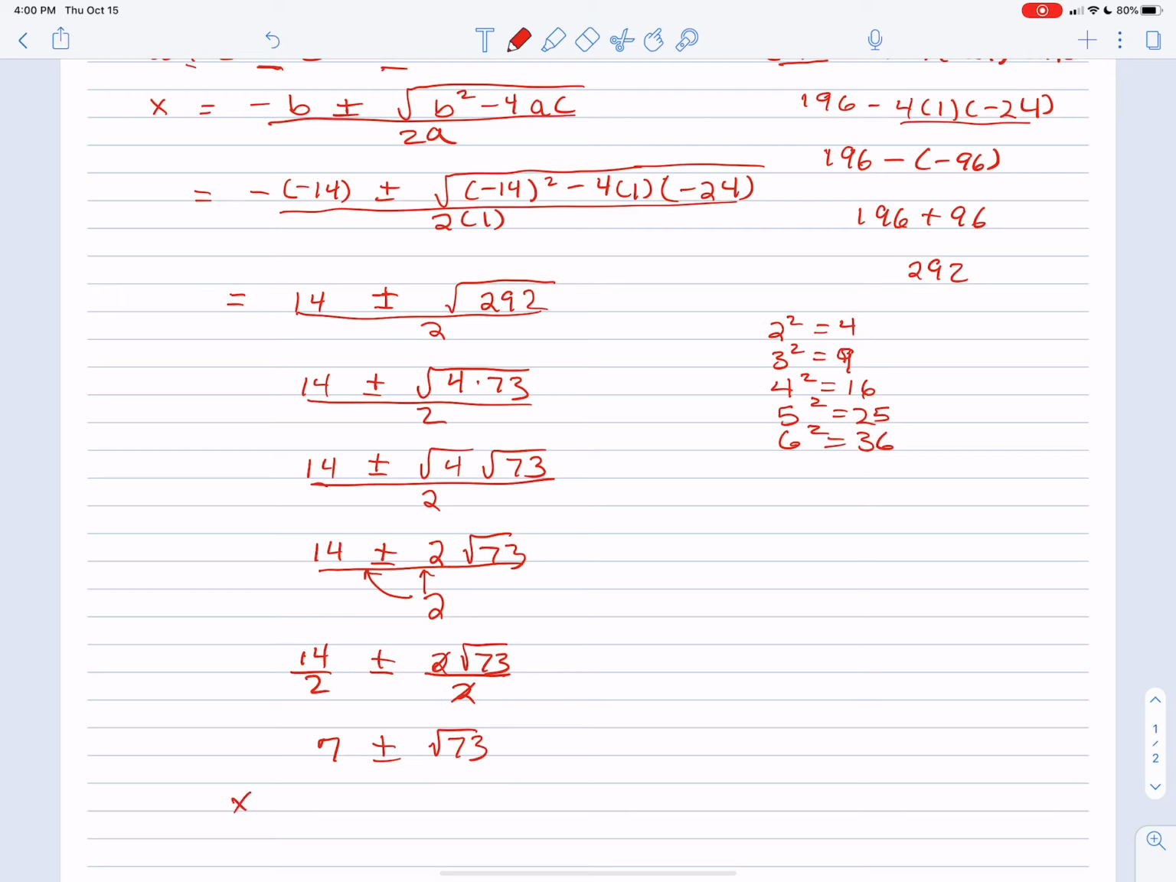So x equals 7 minus the square root of 73 and 7 plus the square root of 73.